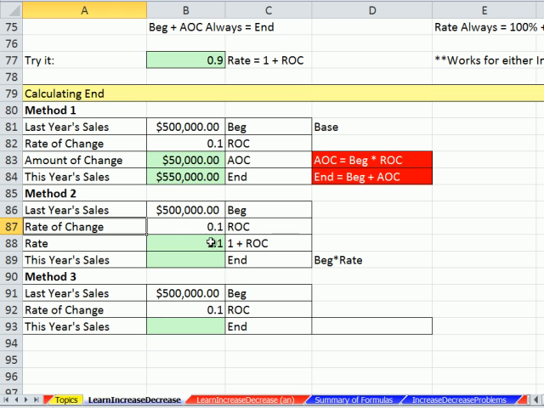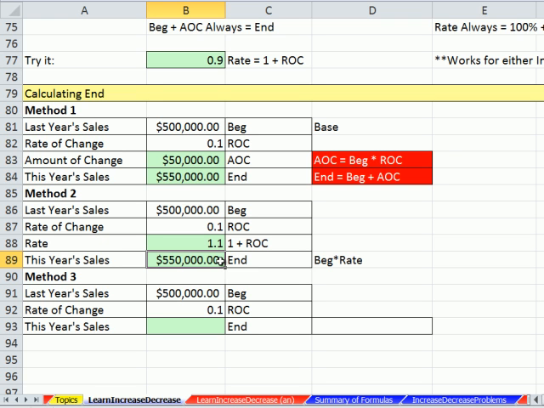All right, so once we have that, we know the rate and last year's sales. Well, now we already know the formula for end amount. It's always begin times rate. So begin times rate. So that's still another way. Notice in both of these situations, we're only given two inputs, but we're able to calculate this year's sales.